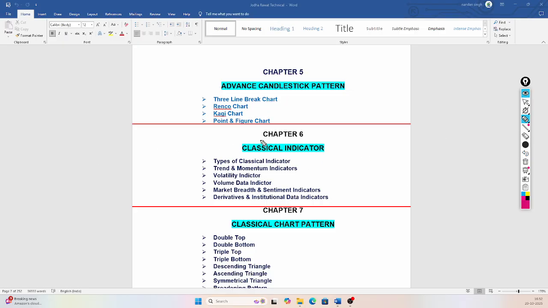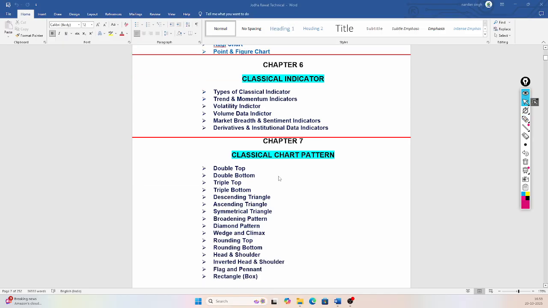In chapter number 6, we're going to learn classical indicators, the types of classical indicators: trend and momentum indicators, volatility indicators, volume data indicators, market breadth and sentiment indicators, and derivatives and initiation data indicators.